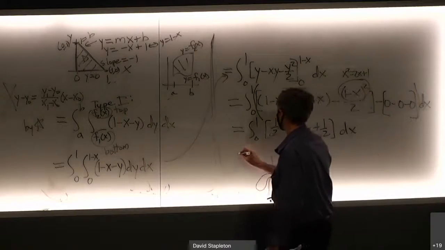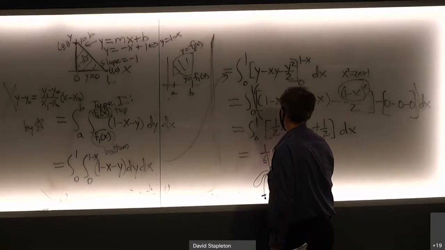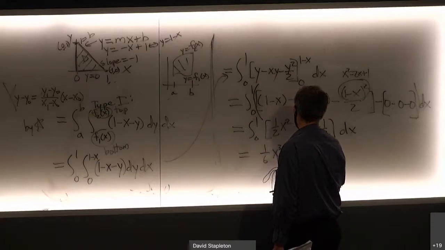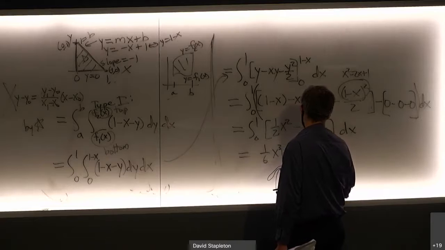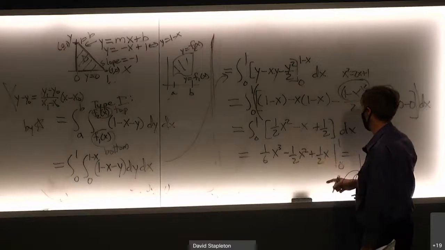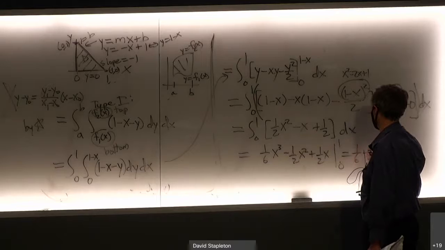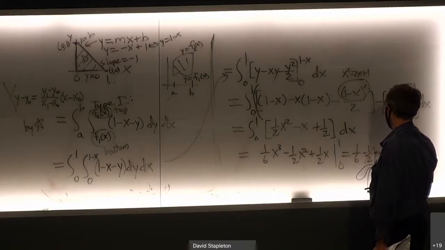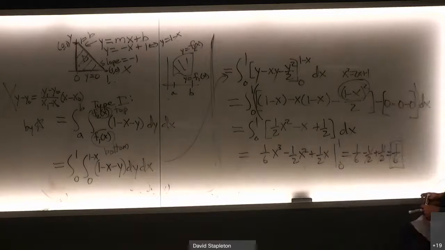Now this one's easier to do, right? This becomes 1/6 x cubed by the fundamental theorem of calculus, minus a half x squared plus a half x. Plug in 0 and 1 and take the difference. It becomes 1/6 minus a half plus a half. These cancel. And you find out the volume is just 1/6 cubic unit.